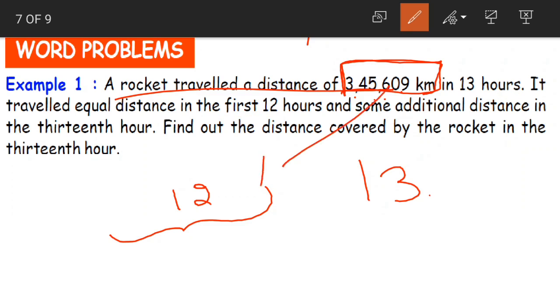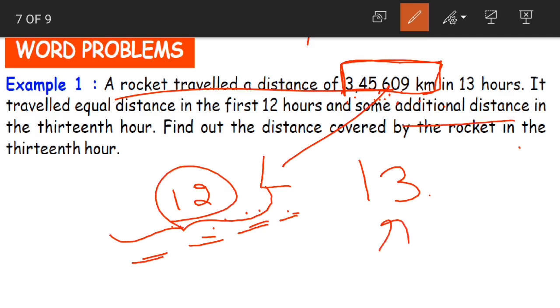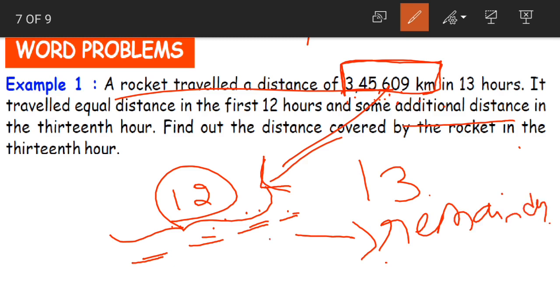That means in this 3,45,609 kilometers to be divided by 12. Okay, so that will give us equal distance travelled. Yes, children, we learnt in the previous class, division means what? Division means equal distribution, dividing it equally. So when we divide 3,45,609 kilometers by 12, then we'll get the equal distance travelled in the 12 hours. And the additional distance means what here? The remaining distance. After dividing, whatever we are remaining with, that means the remainder. Yes, the remainder will be the number of kilometers travelled by the rocket in the 13th hour.